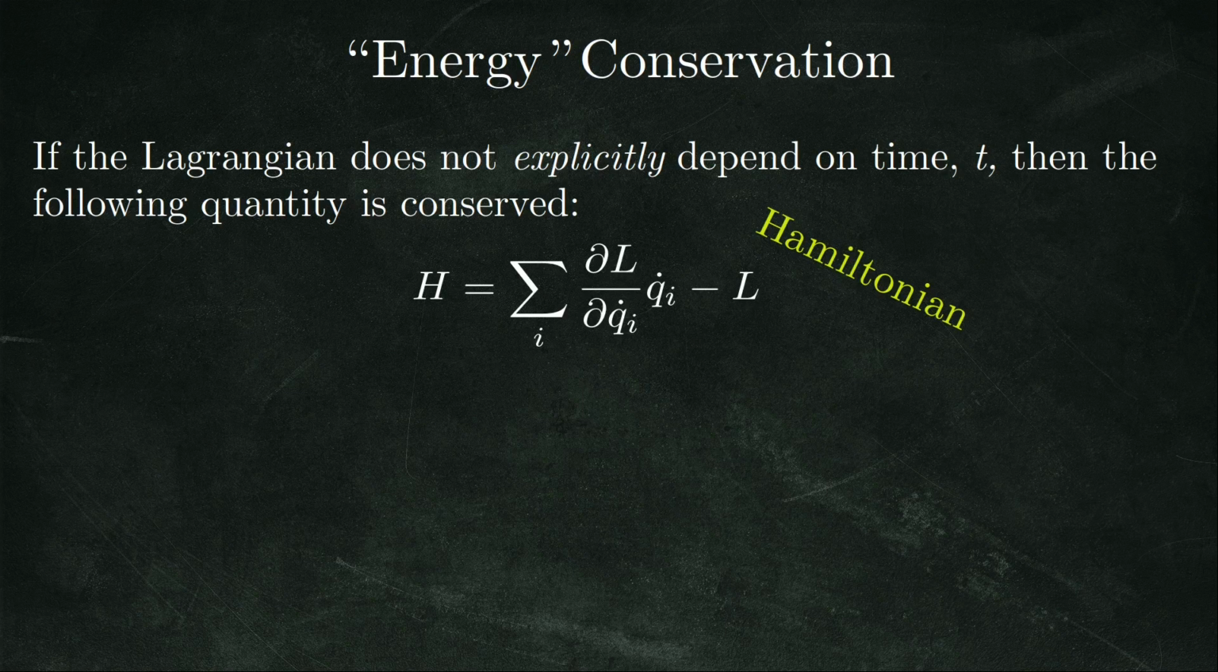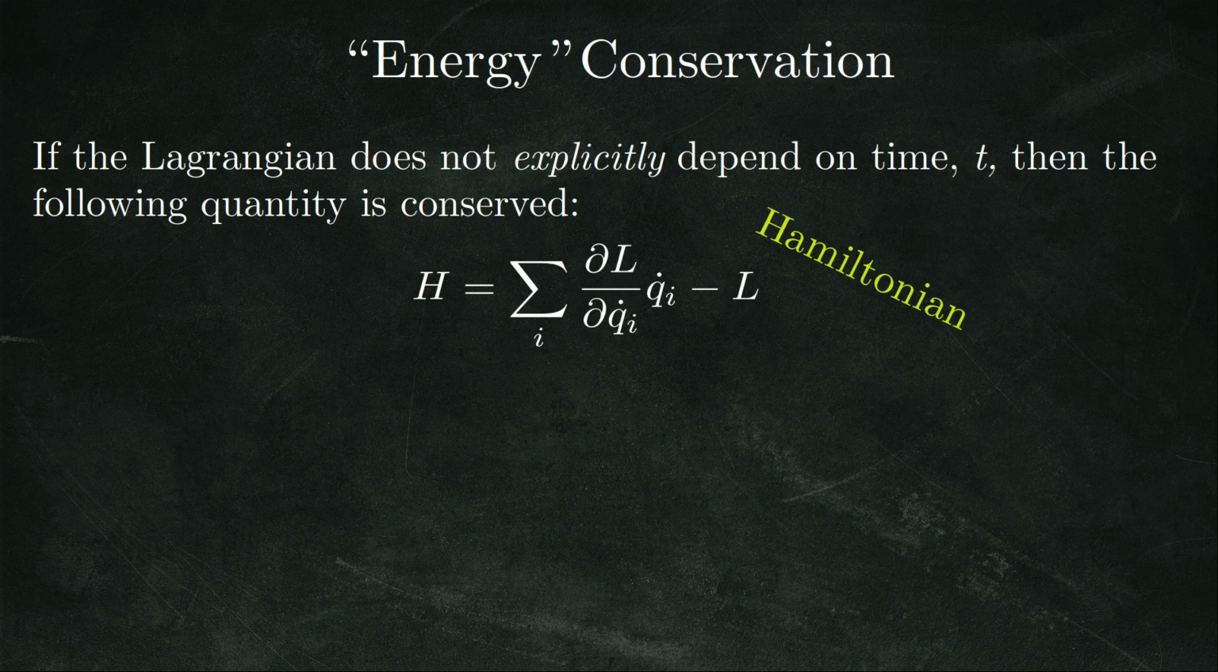Now this quantity here is maybe a bit complicated looking, but once we actually have a Lagrangian, we do the derivatives and we sub everything in, it will simplify quite nicely and will almost always, although not quite always, be the energy you expected from Newtonian mechanics.